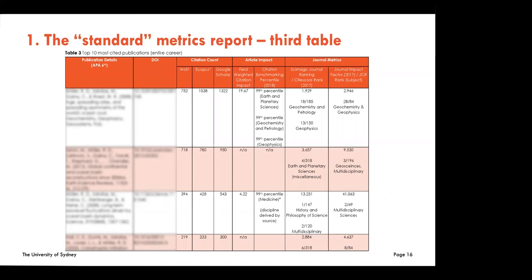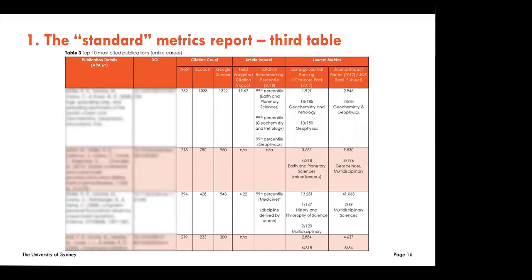And yeah, the last two columns are JCR and SJR data. And that's just ranking the journal. And I've got a typo in that field there. I prepared this report back when we were doing this all manually. We now get a machine to do a lot of it, and then we do the enhancements on top of that. Anyway, that's the third table.